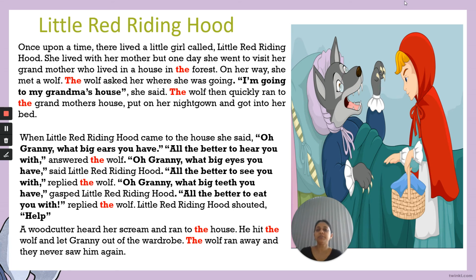Once upon a time, there lived a girl called Little Red Riding Hood. She lived with her mother, but one day she went to visit her grandmother who lived in a house in the forest. On her way, she met a wolf. The wolf asked her where she was going. I'm going to my grandma's house, she said. The wolf then quickly ran to the grandmother's house, put on her nightgown, and got into her bed.